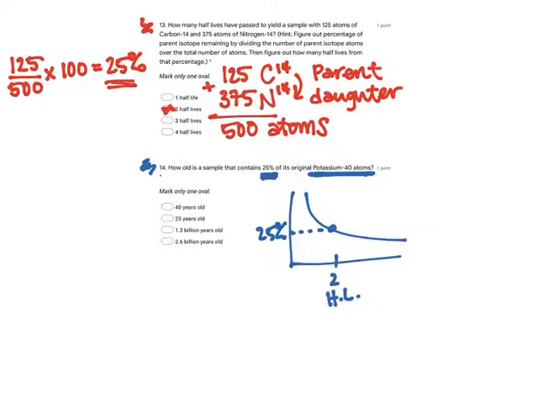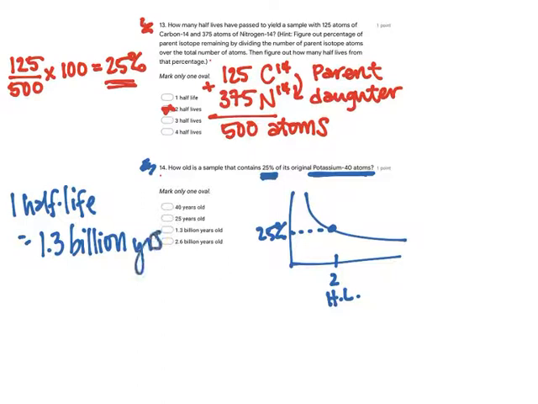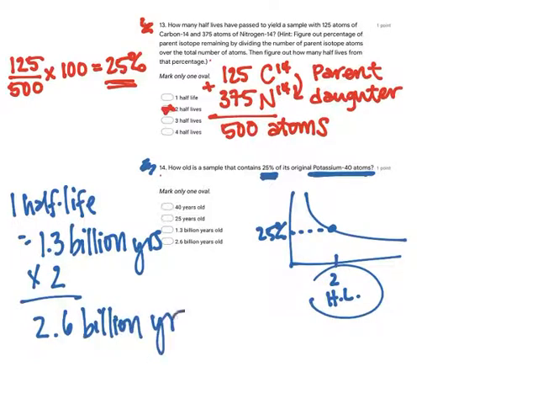So if a single half-life is 1.3 billion years, and we're talking about 2 half-lives, we need to multiply this by 2 to find the age of the sample, which would be 2.6 billion years.